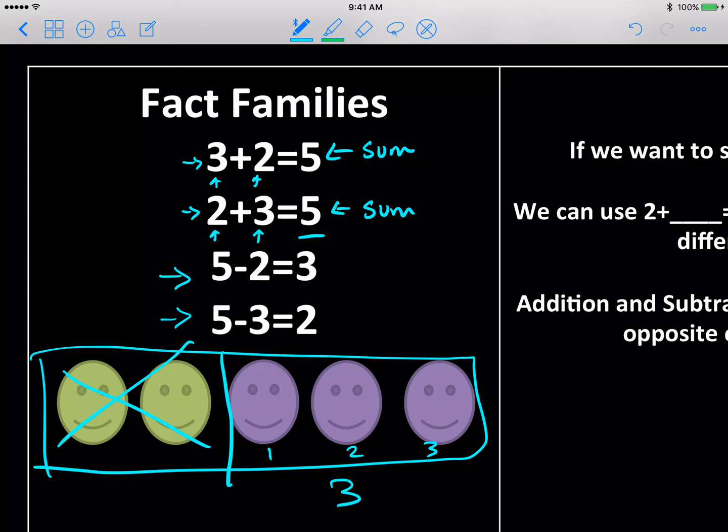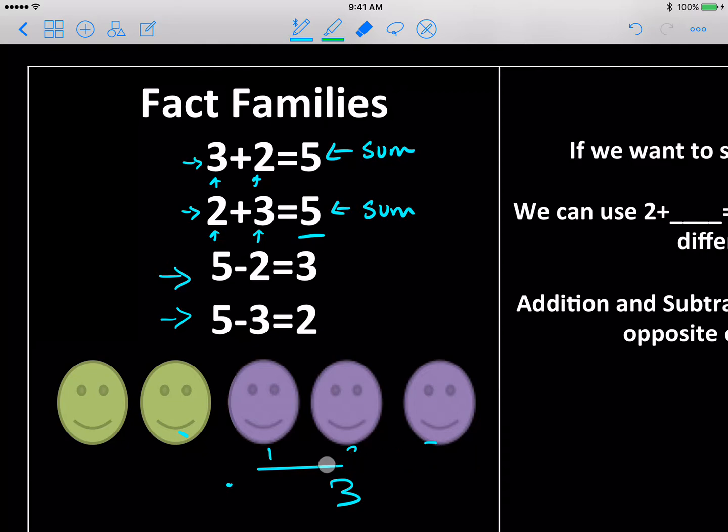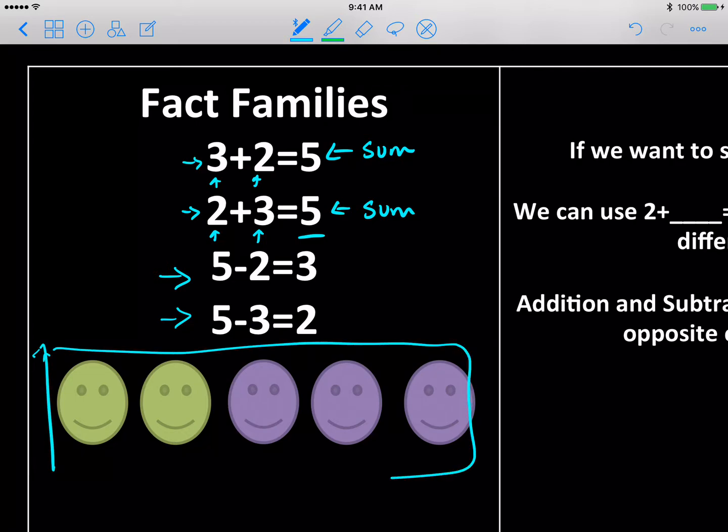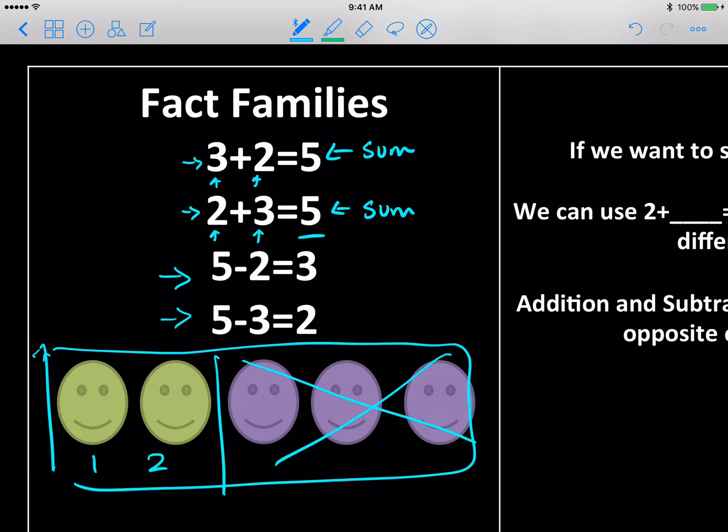And then the related fact, it's not a turnaround fact because we can't turn around our digits. We can't make it 2 minus 5 is equal to 3. That's not how that works. But it's a related fact because it's related to it. It's all in the family. So now we have 5 minus 3. So we're going to get rid of 3. And how many smiley faces do we have left? Well, 1, 2. So 5 minus 3 equals 2. The answer to a subtraction problem is called the difference. The difference.